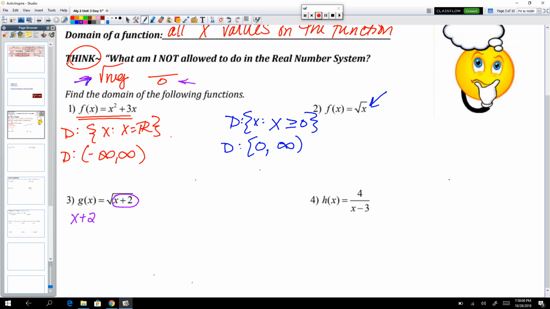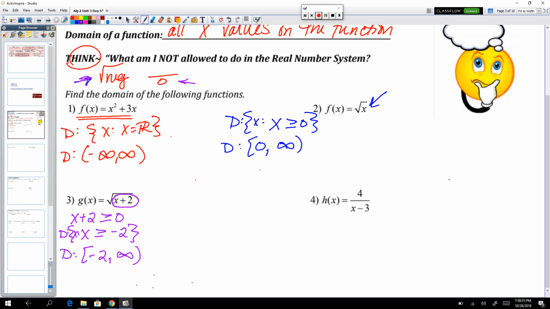X plus 2 has to be greater than or equal to 0 to keep us in the domain of all real numbers. Well, I didn't ask what x plus 2 has to be, I asked what x has to be. So x has to be greater than or equal to negative 2. I subtracted 2 from both sides. So the domain is such that x is greater than or equal to negative 2, or you can state the domain as negative 2 to infinity.